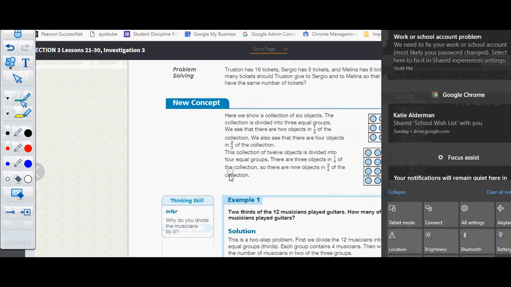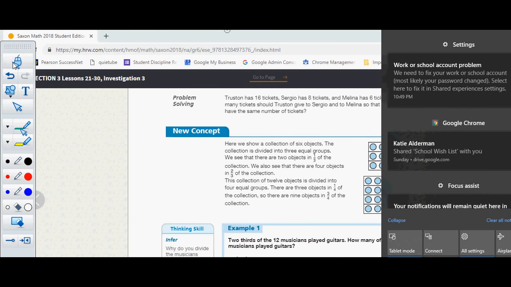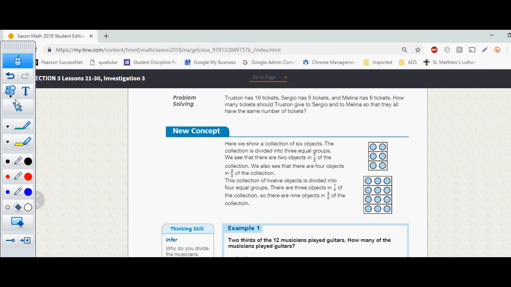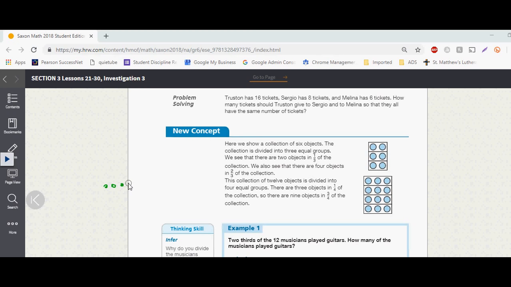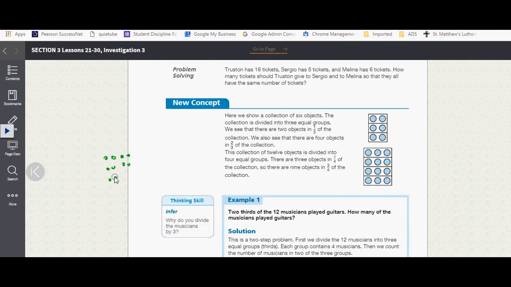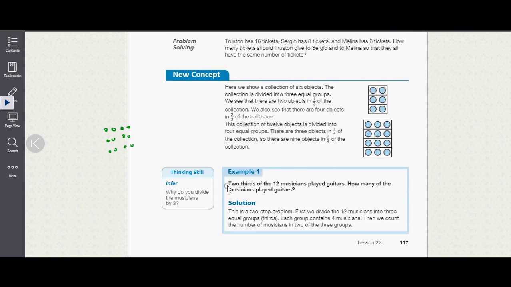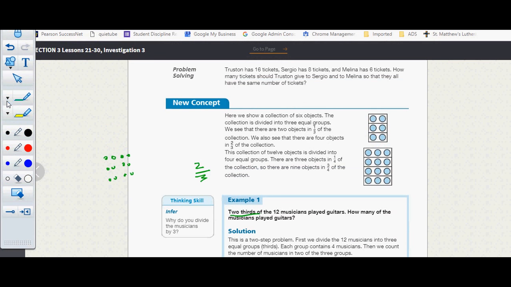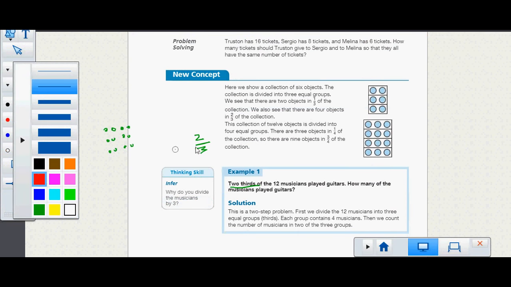We've got 12 musicians, so why don't we draw that first? Just kind of put them in a group nearby. 12. That's 12 if I counted right. 1, 2, 3, 4, 12. Okay. Now, 2/3. Show it as a fraction. 2/3. Okay. So you always start on these problems with the denominator.